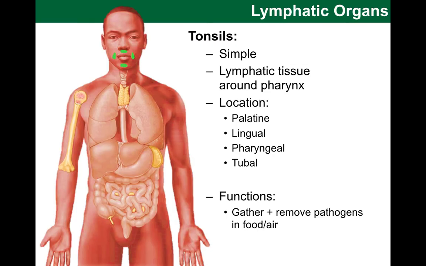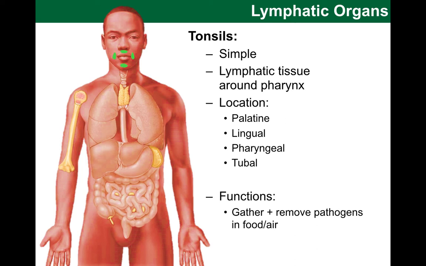Let's have a look at tonsils. These are the simplest lymphoid organ. There are many tonsils which form a ring of lymphatic tissue around the pharynx, and in appearance you could describe them as looking like swellings of mucosa.